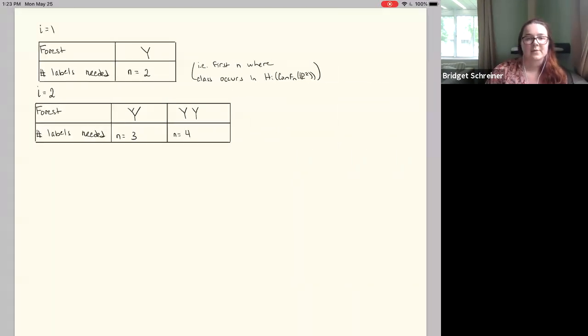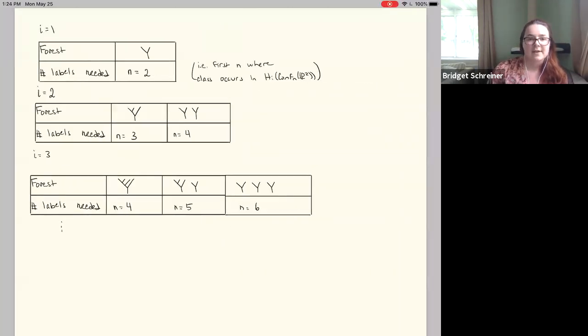If we look at i equals 2, this is the situation we had before, where we have either just one tree with 2 internal vertices, or we have 2 trees each with 1. And the first one appears first when n equals 3. The second one appears when n equals 4. And then after that, any homology group will have these 2 classes with different labels, but no new classes appearing.